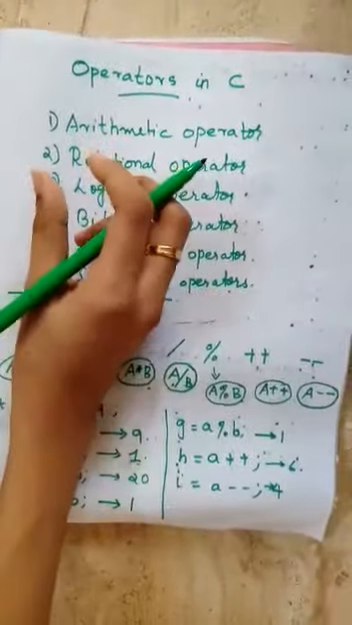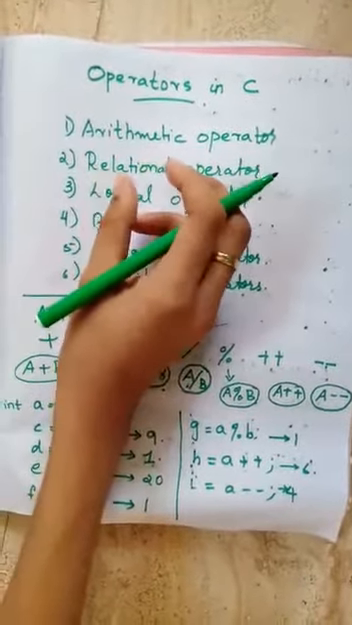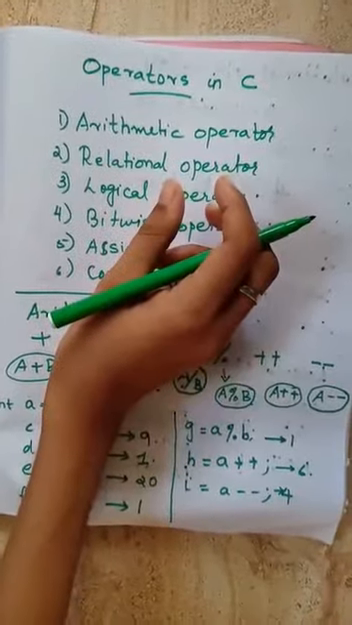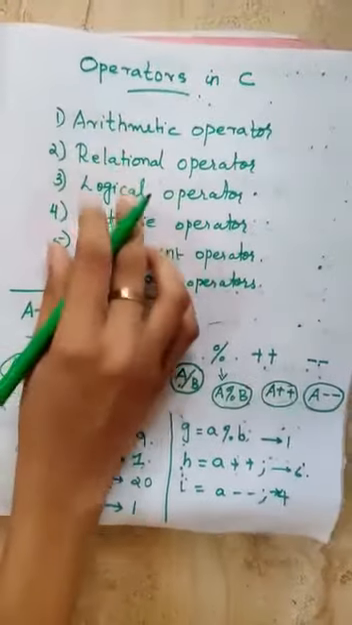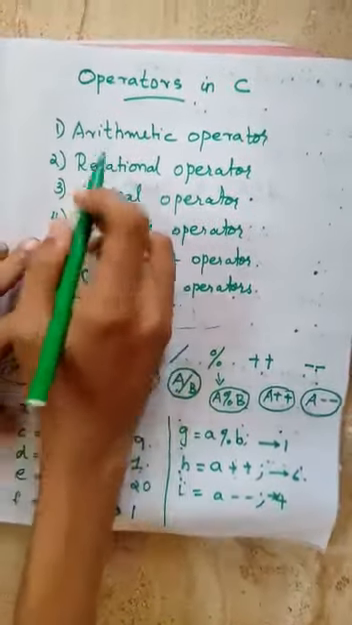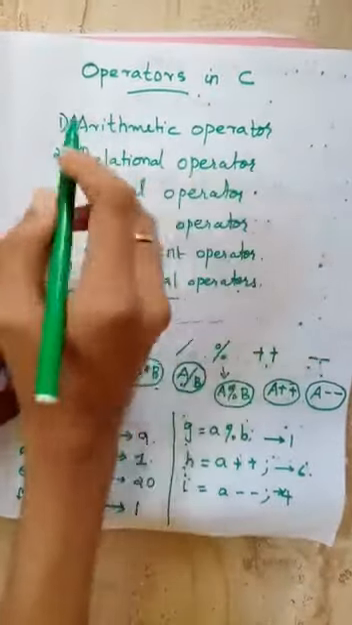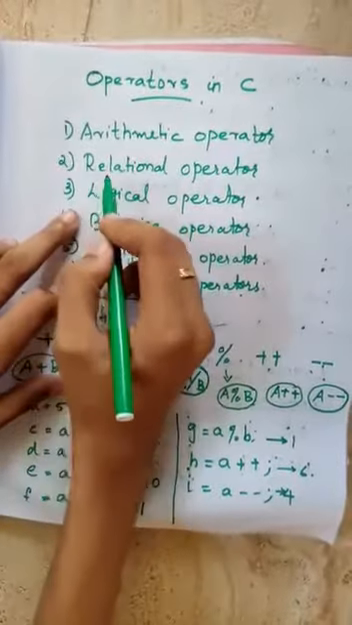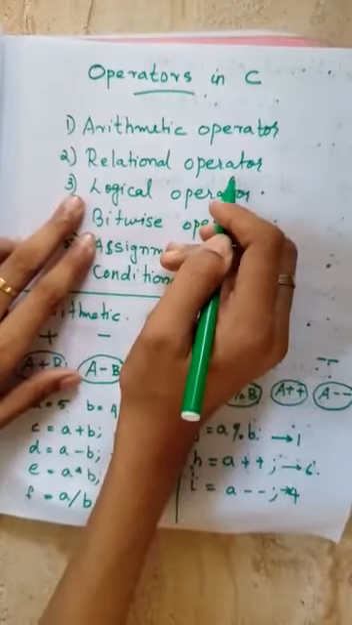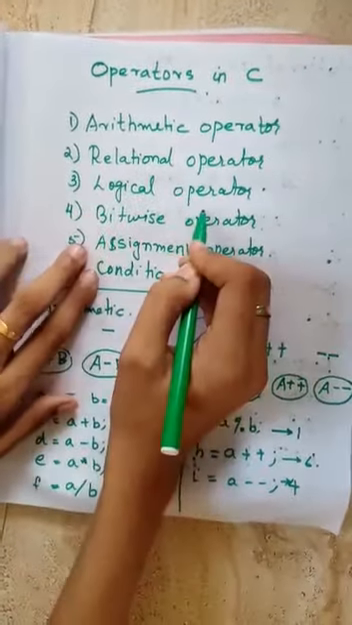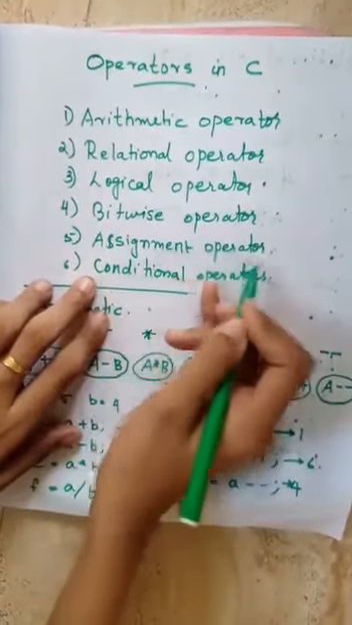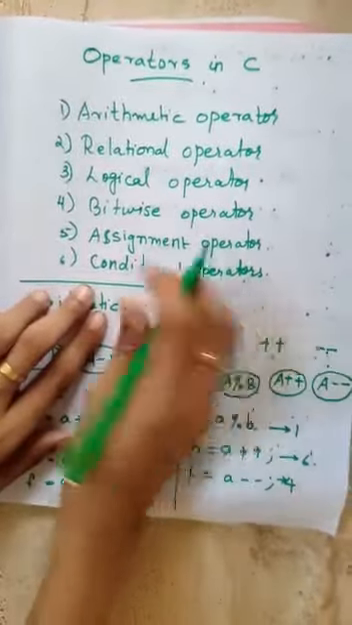Operators in C. An operator is a symbol that tells the compiler to perform specific mathematical or logical operations. So in C we have several operators. First one is the arithmetic operator, which is used to do the arithmetic operations. Then next is the relational operators. Then the third one is the logical operator. Then bitwise operator, then assignment operator and conditional operators.